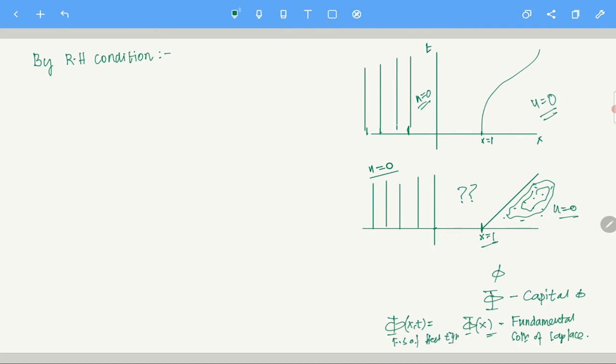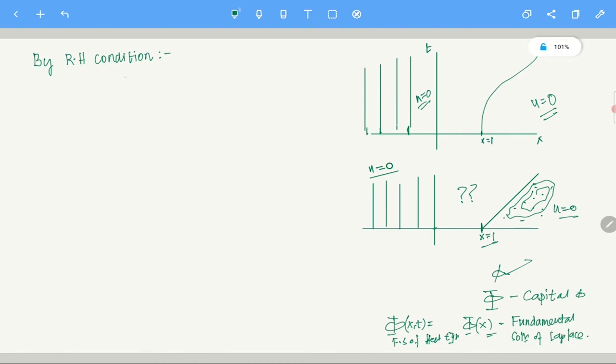Whenever I am using capital phi in this course, it will always mean fundamental solution unless it is explicitly mentioned what capital phi is. Capital phi is always the fundamental solution. Small phi is always some arbitrary function. Also, if I'm writing RH condition, you can use this in your examinations if you want. You write only RH condition, it means Rankine-Hugoniot condition. You don't have to write the whole name.